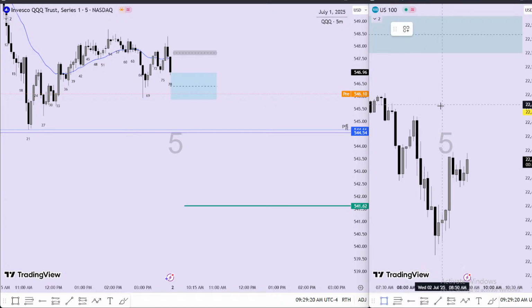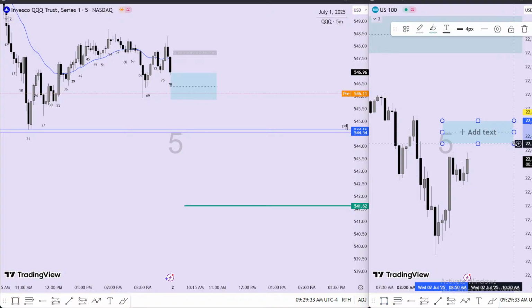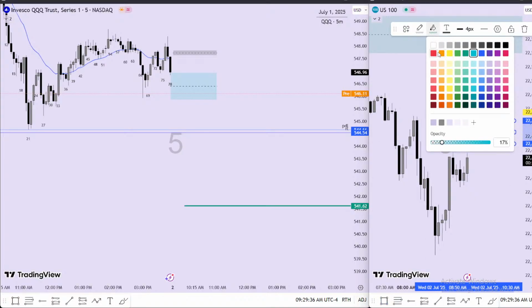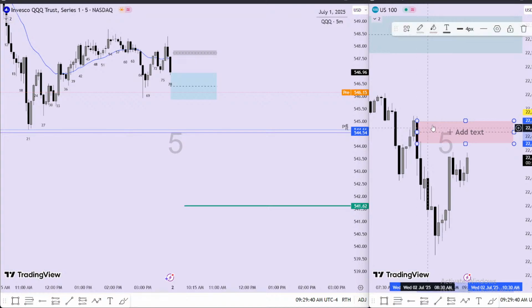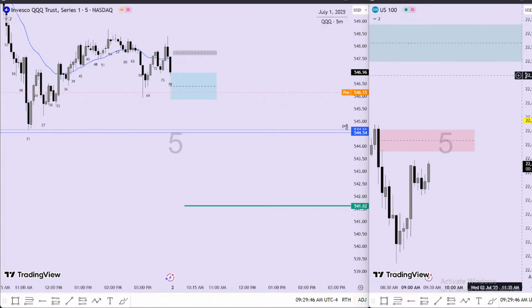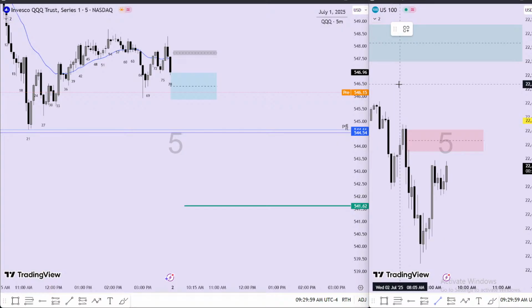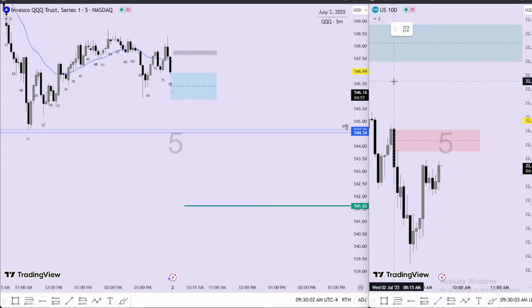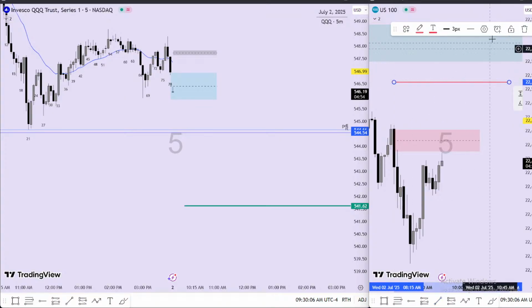471, 454, 471, 454, 486, 400. Market is open. 400.